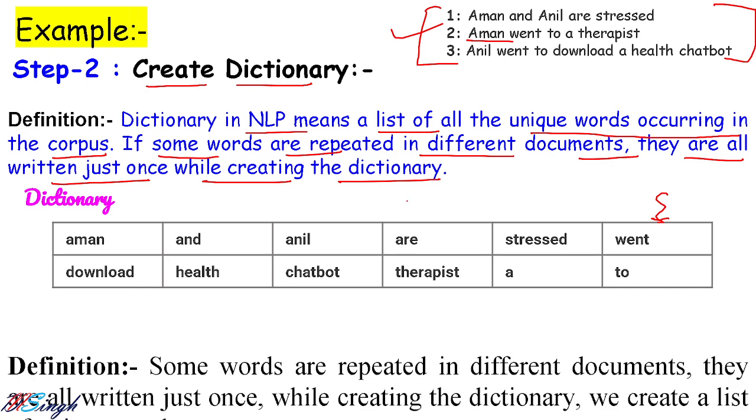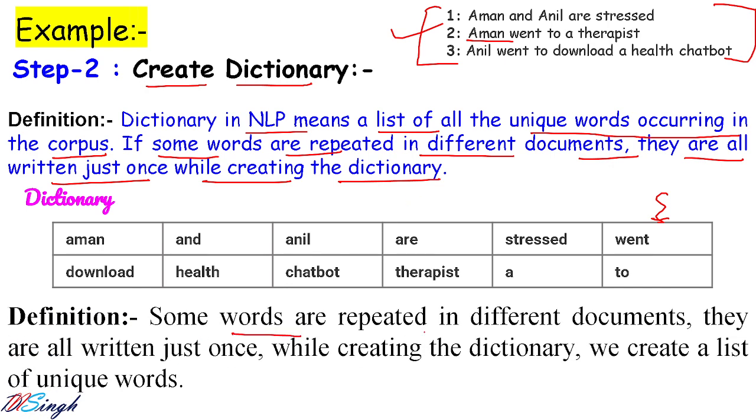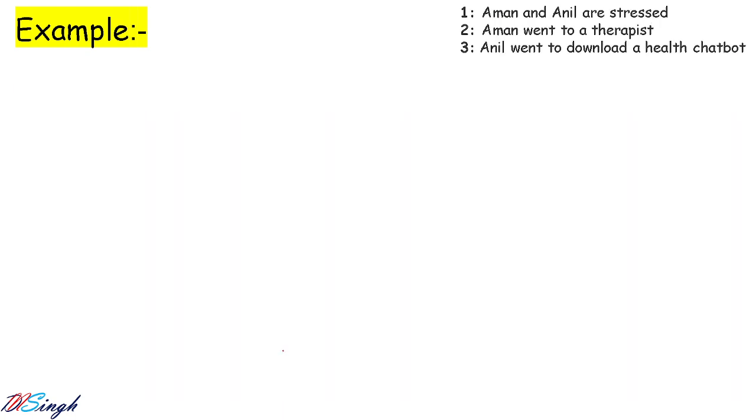Okay guys, so let us see the definition. Some words are repeated in different documents, but they are all written just once. While creating the dictionary, we create a list of unique words. So this is the definition of the dictionary. This list of unique words is also called the vocabulary. This nomenclature you have to keep in mind.